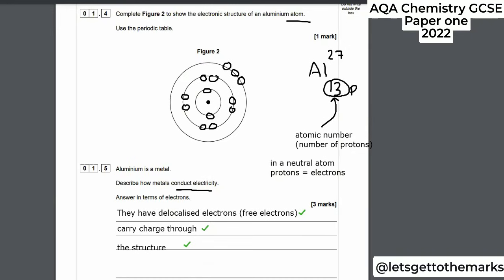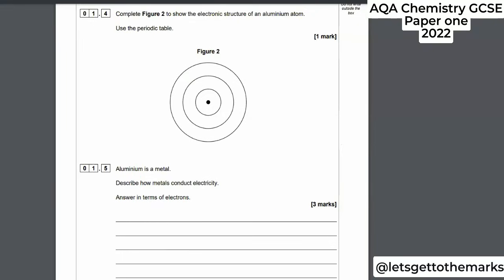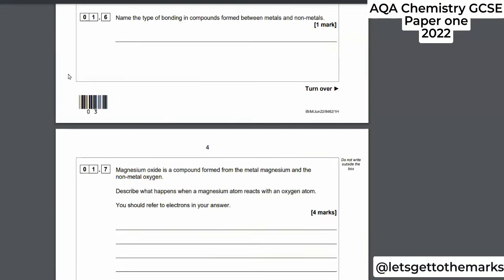You pretty much will get a question about why something conducts electricity in every chemistry exam. So make sure you know the difference between those and how melted ionic substances can conduct electricity.